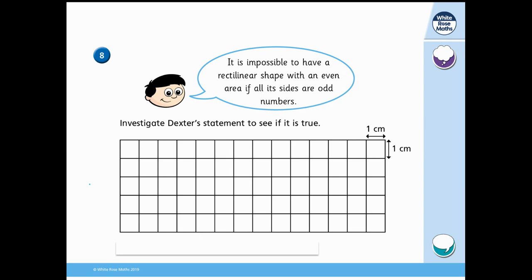So this is the end of the video. I want you to have a go at this question, drawing lots and lots of shapes to see if this is true or false. Okay, now if you draw 2 shapes, that's not going to give you an answer. So you need to draw lots of different shapes with odd numbers on the sides, odd lengths, to see if it's true or false. Okay, once you've done that, go back into Show and look at what your next task is.